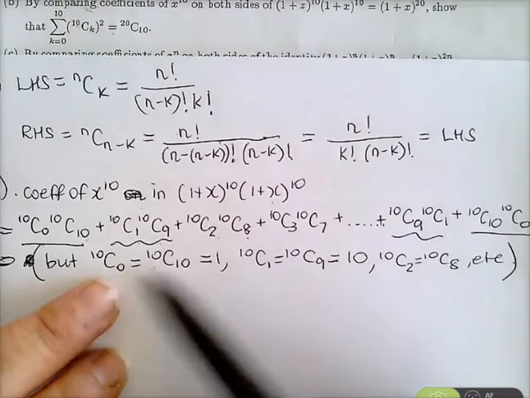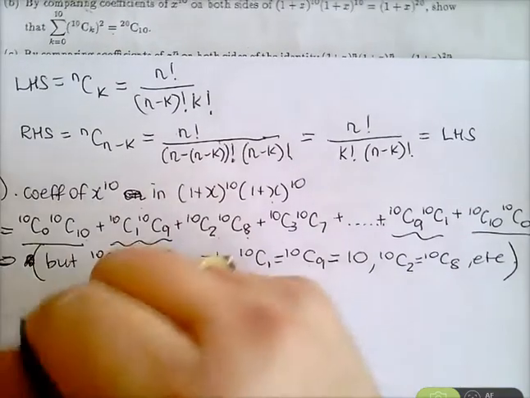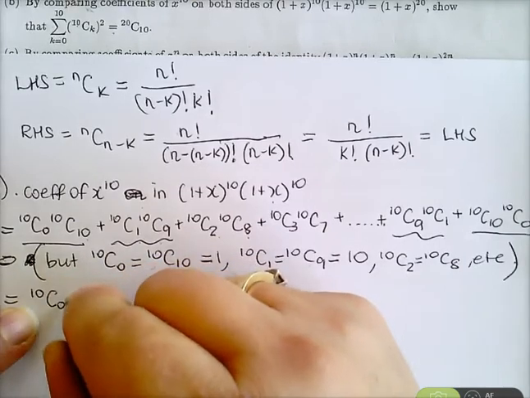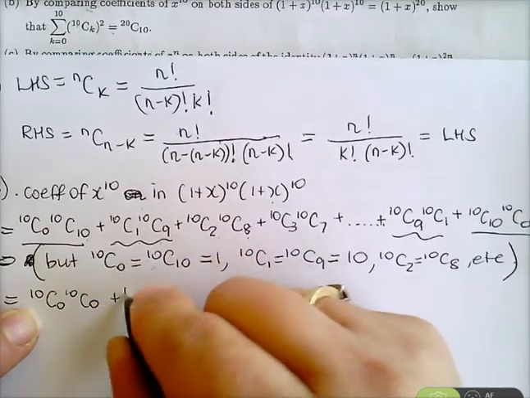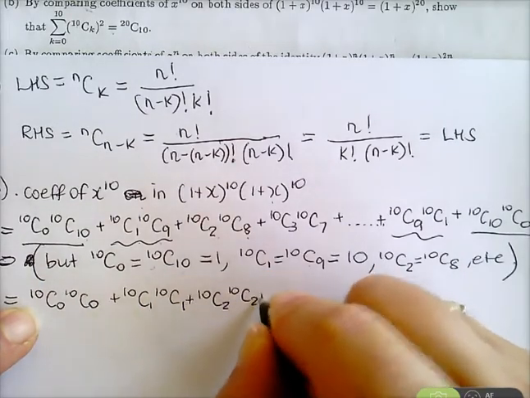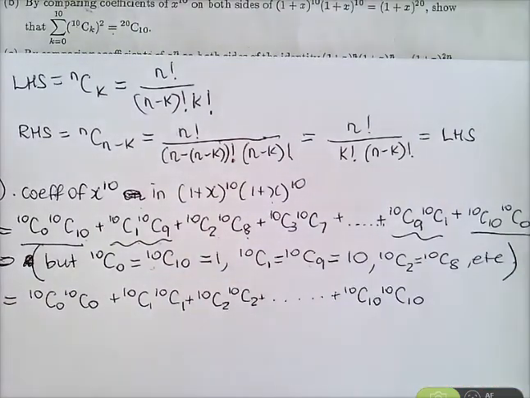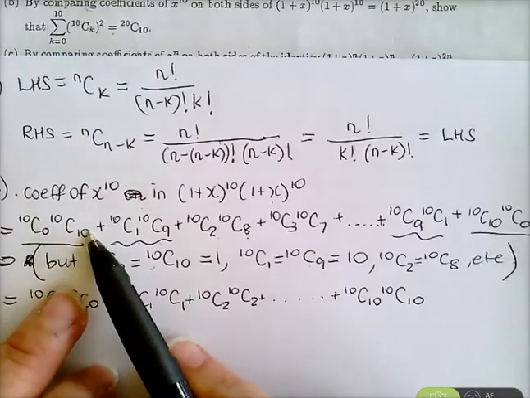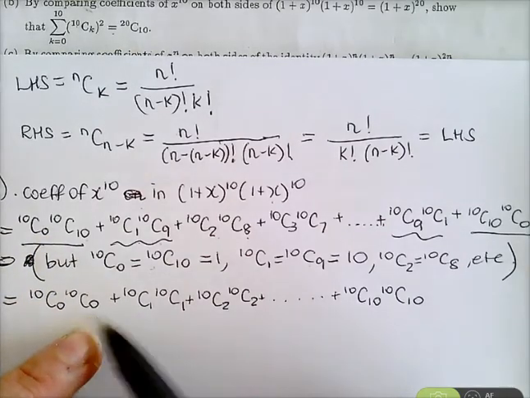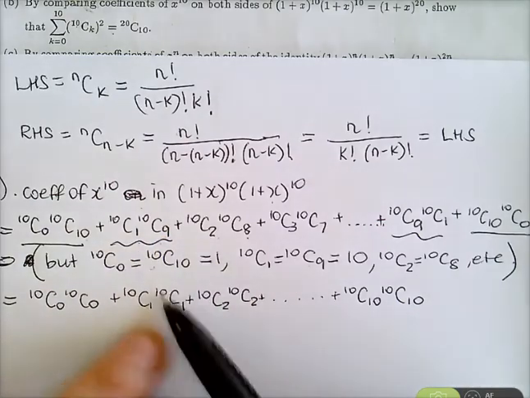So 10C0 equals 10C10, 10C1 equals 10C9, etc. Therefore, that is equal to 10C0 times 10C0. Does that make sense? Plus 10C1 times 10C1, plus 10C2 times 10C2, all the way up to 10C10 times 10C10. Because 10C10 is the same as 10C0, I can say that's 10C0 times 10C0. Because 10C1 equals 10C9, I can say that's 10C1 times 10C1.